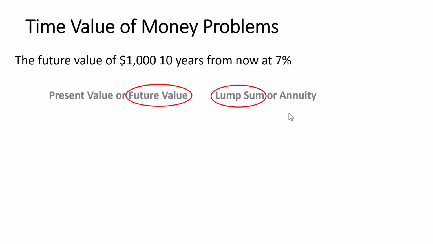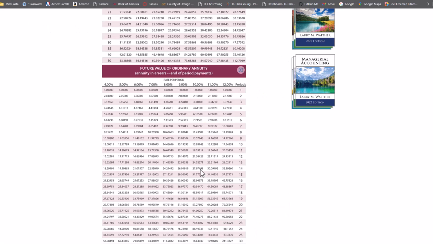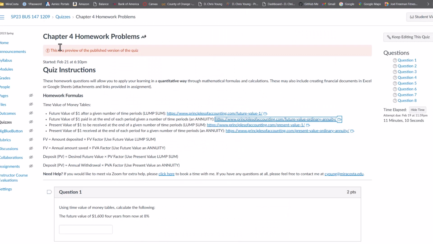And so you'll see that this is pretty consistent. We're going to bring down our general format, and our general format is going to be the amount deposited times the future value factor. Let's bring down the 1,000 from our problem. And so we're going to do 1,000 times the future value factor. And now we need to go get that factor from the time value table. So we're going to go ahead and go to our homework here. And we know that we're dealing with a future value lump sum amount. So that's going to be this first one.